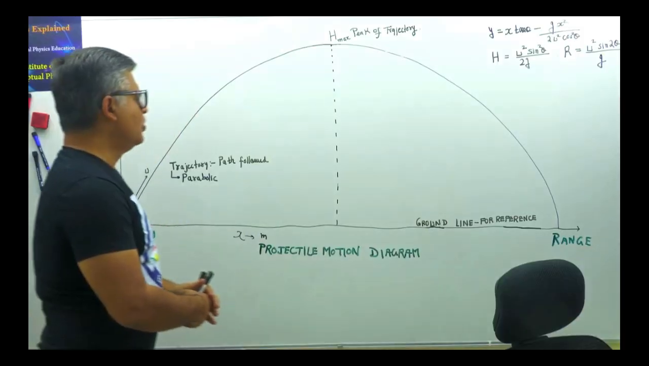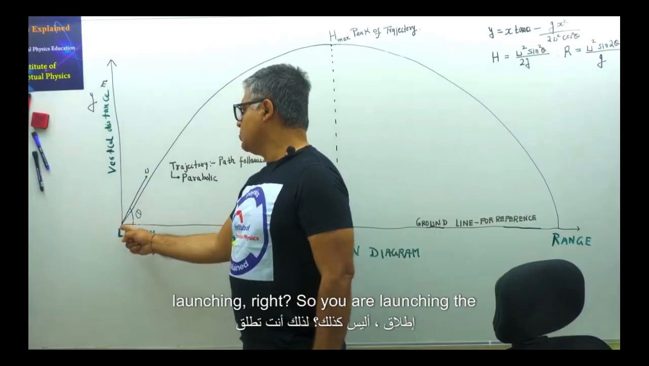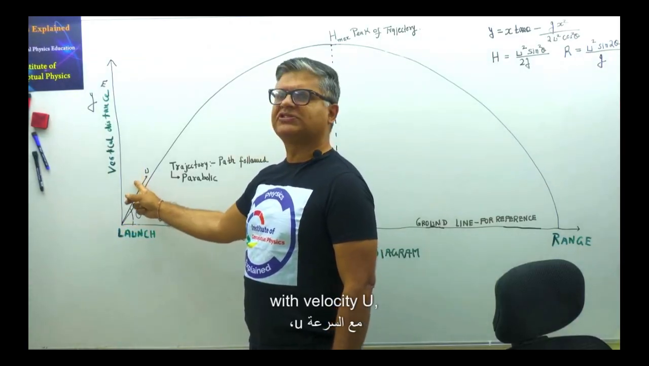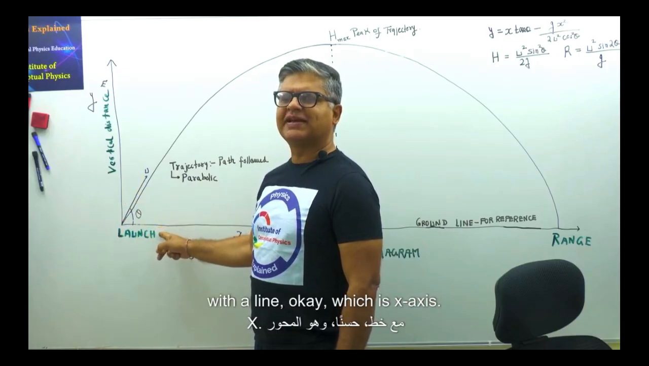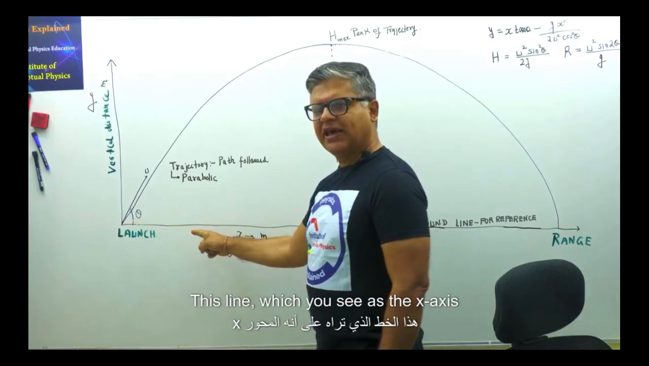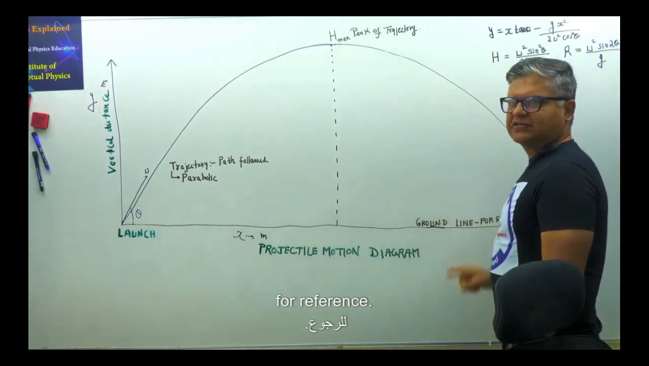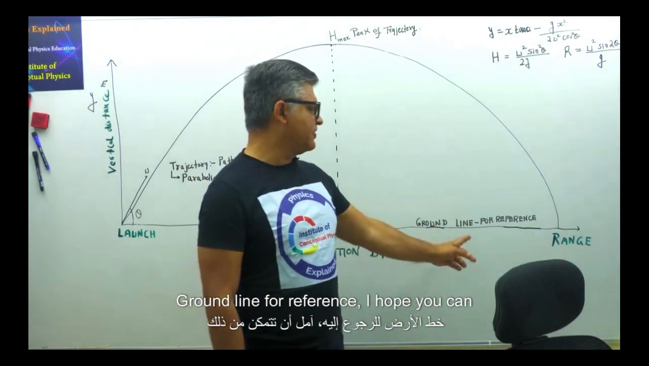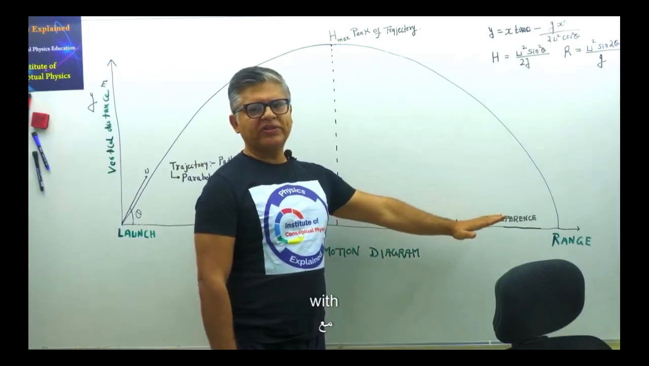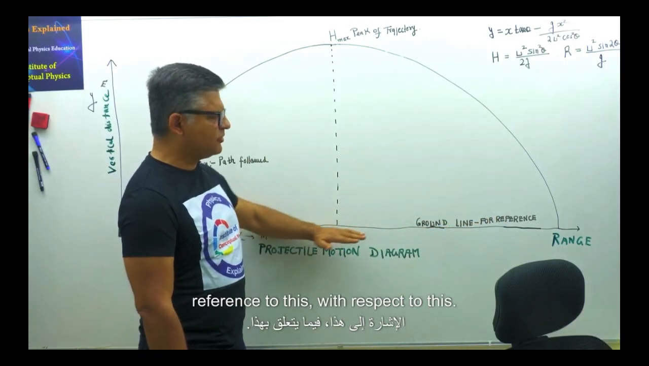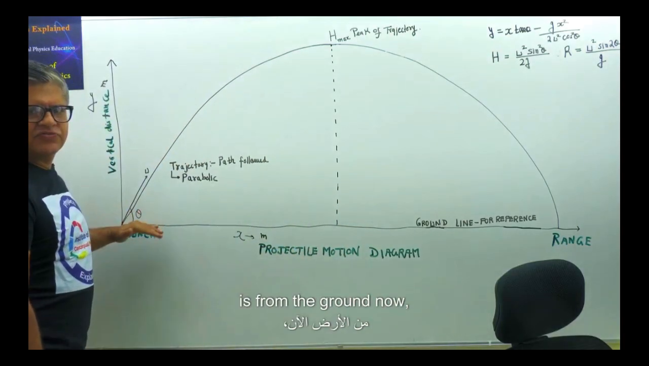Now what you do is you launch a projectile from here. So that's your launching. You are launching the projectile with velocity u, making an angle theta with a line, which is the x-axis. This line, which you see as the x-axis line, is called the ground line for reference. All the measurements are going to happen with respect to this, and the angle theta is measured from the ground.